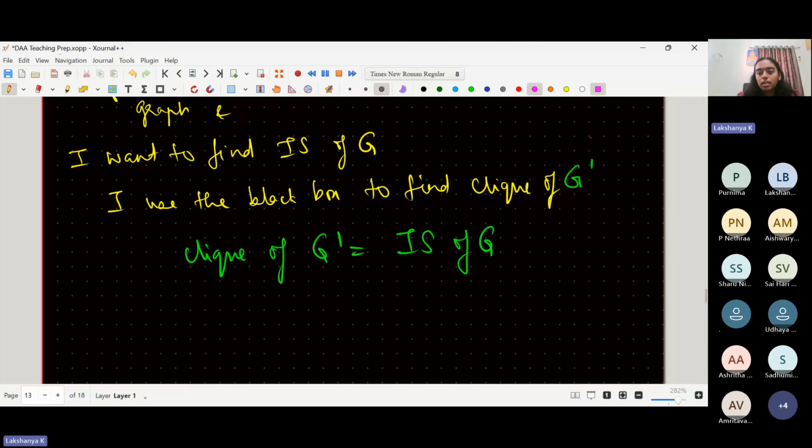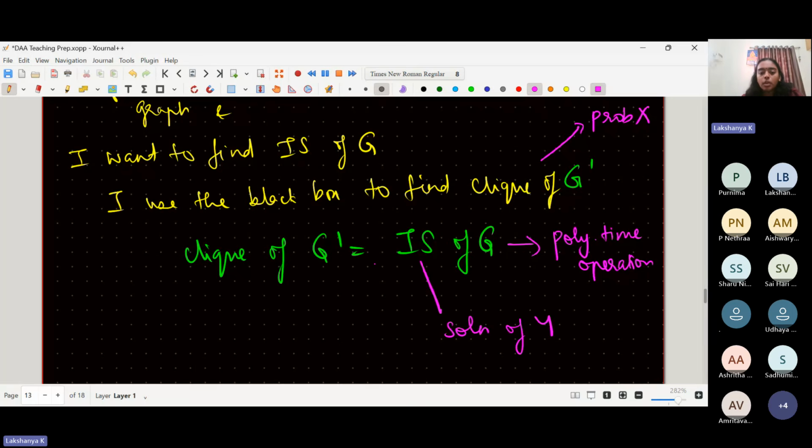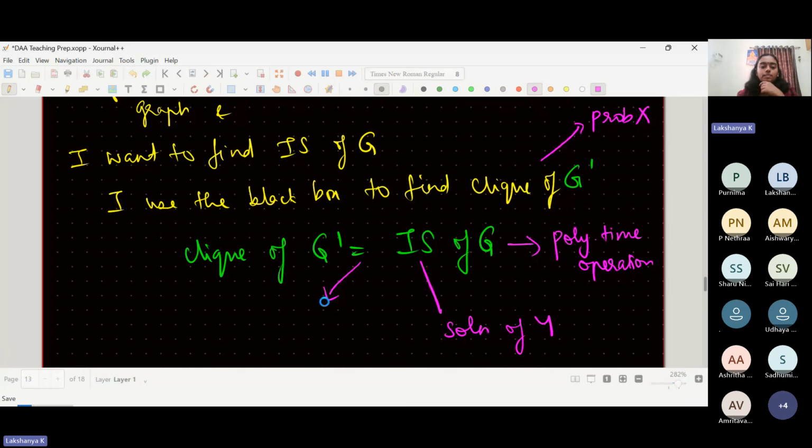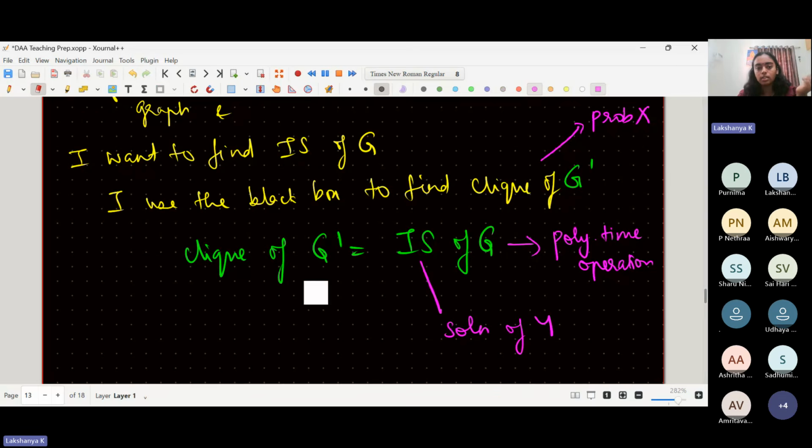So what's happening here is the black box is solving problem X, which is the clique. Once X has been solved, we need to do a polynomial time operation to get a solution of Y. And what is the polynomial time operation? There's no complement, no inverse, no transpose, nothing. It is just equal to. Whatever you get, you directly return that as the output. So this is how you reduce independent set to clique. Is this part clear, everyone?